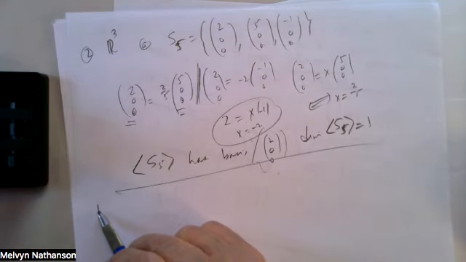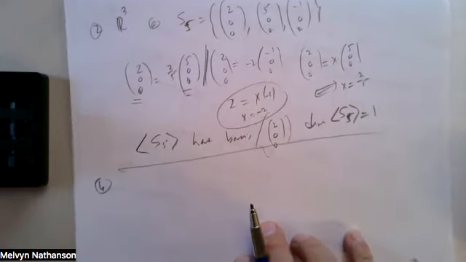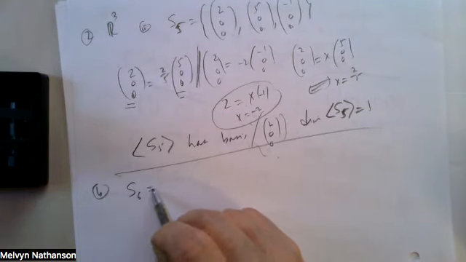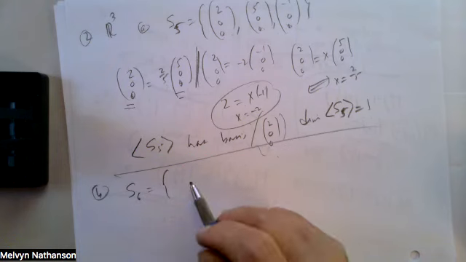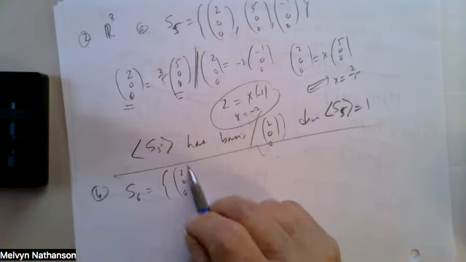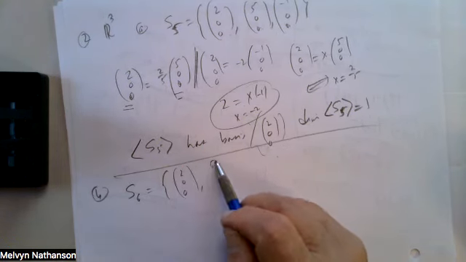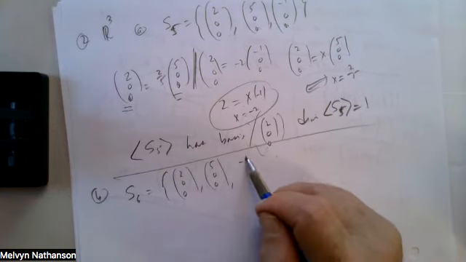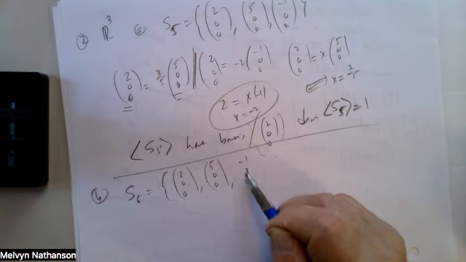Okay. Let's look at part B. In part B, we have another set, S6, that consists of 3 vectors, (2, 0, 0), (5, 0, 0), and (-1, 3, 0).